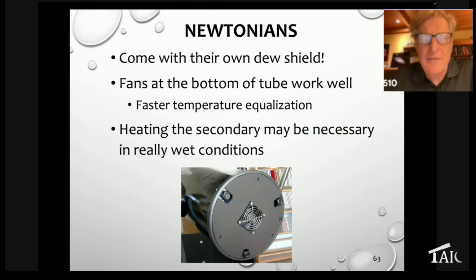If we kind of switch away from refractors and go to Newtonians, Newtonians are great. They have their own built-in dew shield. You know, the primary sits down at the back end of the tube. Fans work well to achieve faster temperature equalization. You may have to heat the secondary. The secondary is up closer to where it can get radiative heat exchange, and that may be necessary in wet conditions. But in general, all you need with a Newtonian is appropriately placed fans, because the dew shield is so effective. I mean, the aspect ratio is huge.